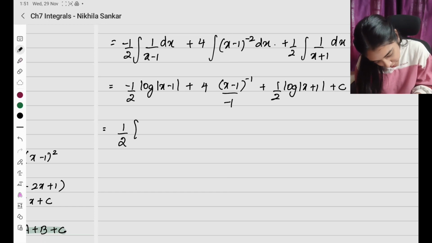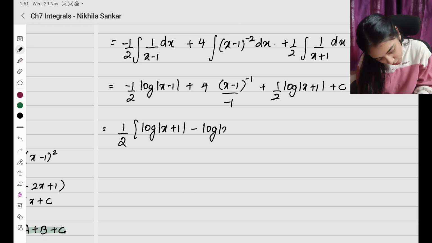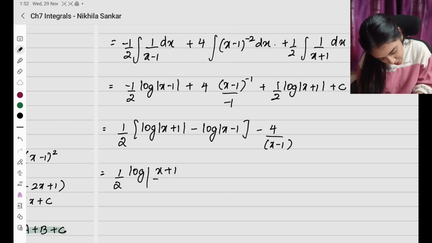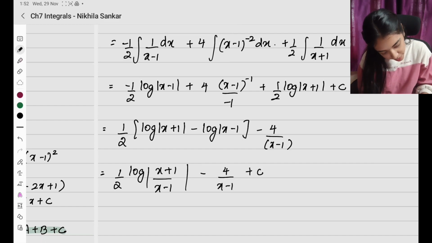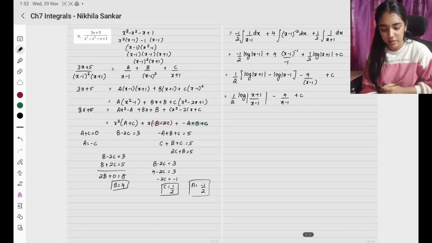So I can club the half terms. So I have half of log mod x plus 1 minus log mod x minus 1 minus 4 divided by x minus 1. So when I club, I have half of log mod x plus 1 divided by x minus 1 minus 4 divided by x minus 1, plus c. Okay, so this is my final answer. Please copy.